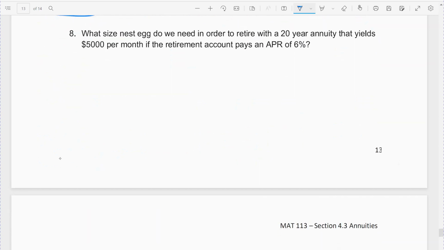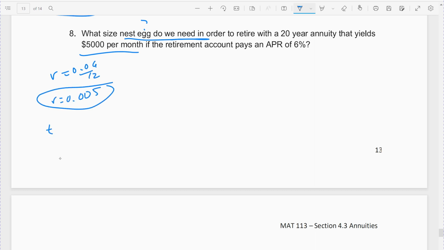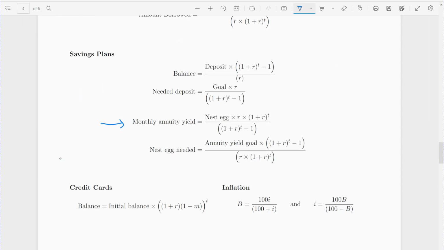Number 8. Alright, what size of nest egg? So that one's fairly clear. What size of nest egg do we need in order to retire 20 years that yields $5,000 a month if I retire with an APR of 6%? Again, this one actually spells it out. Nest egg. R is 0.06 divided by 12, so that simplifies to 0.005. T is 20 times 12, so that's the 240 months. We now know what our yield is, so it's the other formula. So what is our nest egg?